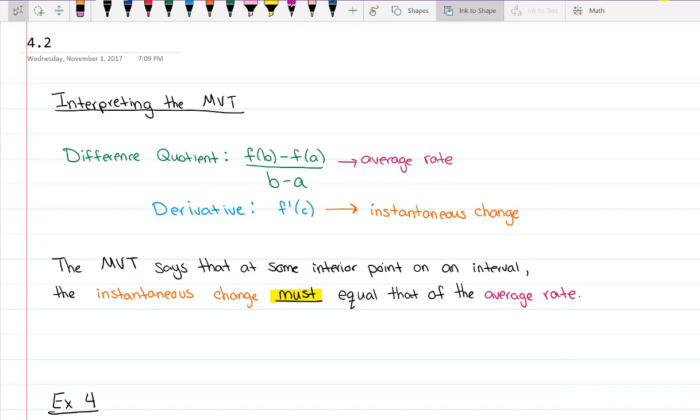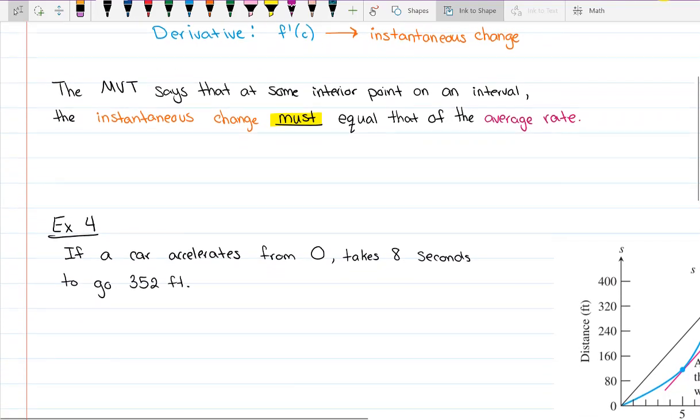So the mean value theorem says that at some interior point on the interval a to b, the instantaneous change must equal that of the average rate. That means that if you travel at 60 miles an hour on average, then at some point you were traveling slower than 60 miles an hour, and you are also traveling faster than 60 miles an hour at some point. This means that you obviously had to cross 60 miles an hour at some point to be going faster. So we're going to use that to do an example.